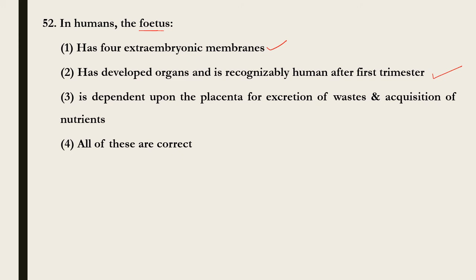Now, it is dependent upon the placenta for excretion. Placental formation takes place in the third month. So it depends upon the placenta for excretion as well as acquisition of nutrients, to get the nutrients from the mother. It is also correct. So the correct answer is that all of the statements are correct. Fourth is the option.